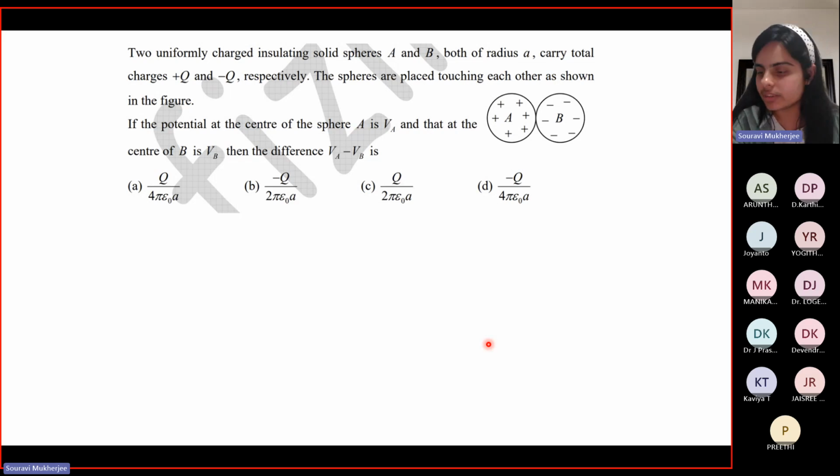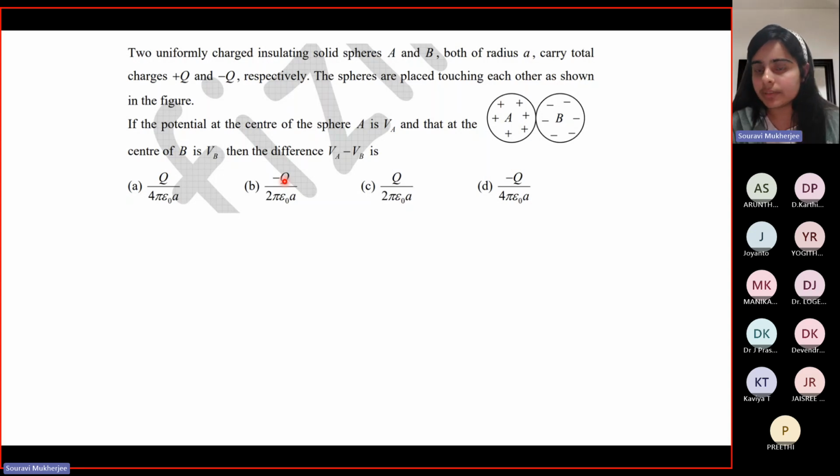Now, we'll use the last result in this question. Here you have two uniformly charged insulating solid spheres, A and B. As you can see, they both have the same radius a. A has positive charge, B is negatively charged, and they're touching each other. You need to find the potential at the center of sphere A, the potential at the center of sphere B, and then the difference between the two.